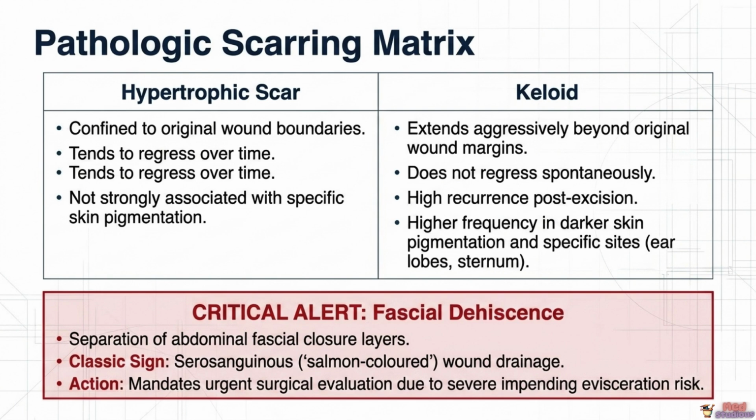reduce recurrence. Now, for the critical alert: fascial dehiscence. This is the separation of the abdominal fascial closure layers, distinct from superficial wound breakdown. The pathognomonic clinical sign is serosanguinous, salmon-colored fluid draining from the wound in the postoperative period, typically between days 5 and 10. This drainage represents peritoneal fluid escaping through the failing fascial closure. When this sign is identified, urgent surgical evaluation is mandatory, because the next progression is evisceration, where bowel protrudes through the wound, a surgical emergency requiring immediate return to theater.